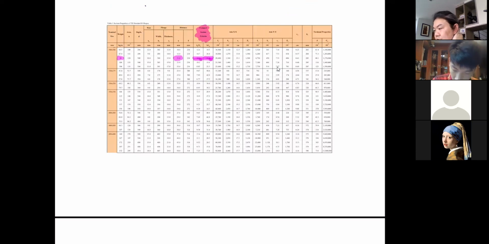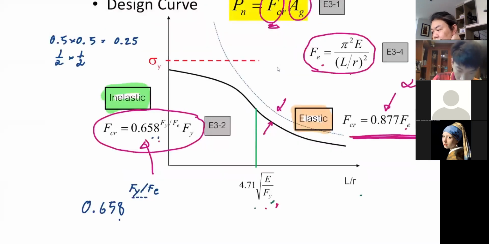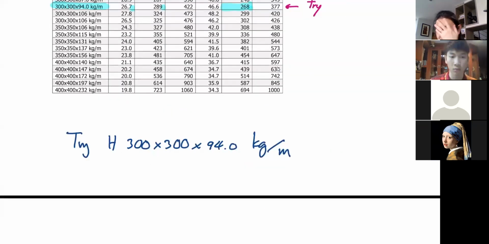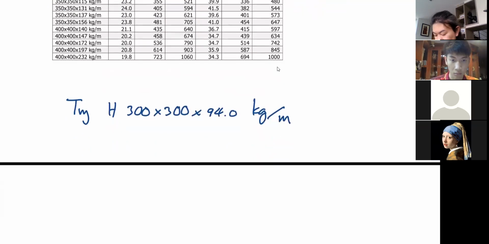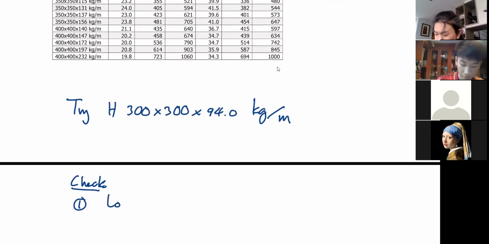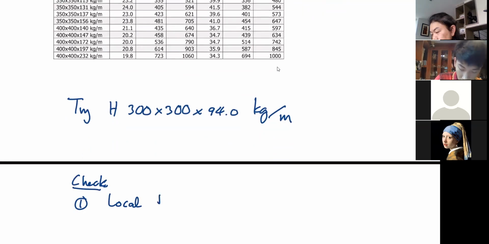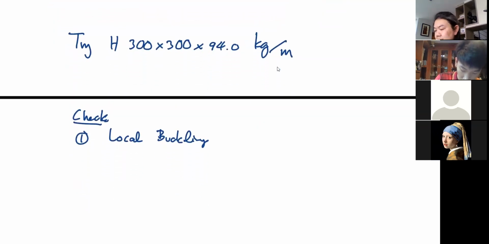Okay, remember that we should always do this, because one thing for sure, this table doesn't help you with local buckling issues. So we should always perform this again. So check. First, it's local buckling. And again, you need to check a flange, and it is BF over 2 TF, and this is the same.